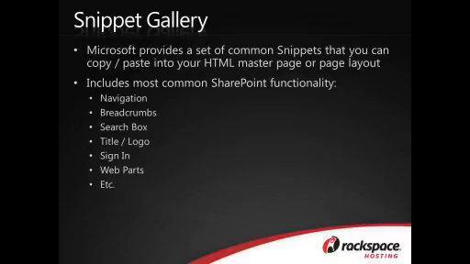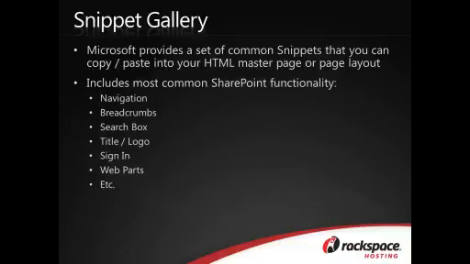So I mentioned before that if you're doing all this stuff in HTML, how are you going to know how to put navigation, breadcrumbs, all that kind of stuff in there? So they thought about that, and they have something called the snippet gallery. When you create a minimal master page using the Design Manager, or if you convert an existing one, you can click on it, and then you can get into a snippet gallery. What they've done here is about 20 controls or something like that that they felt were the most common ones. And it includes navigation, breadcrumbs, search box, title, logo, sign-in, web parts, etc.